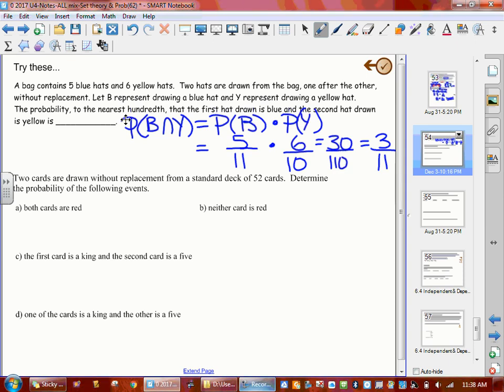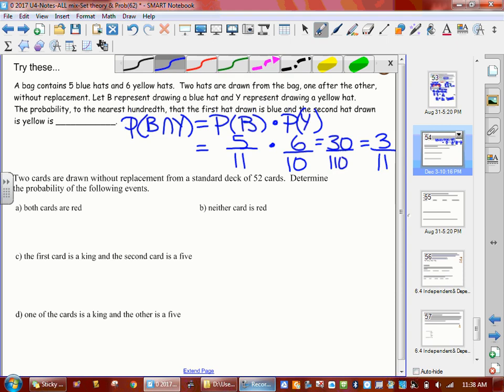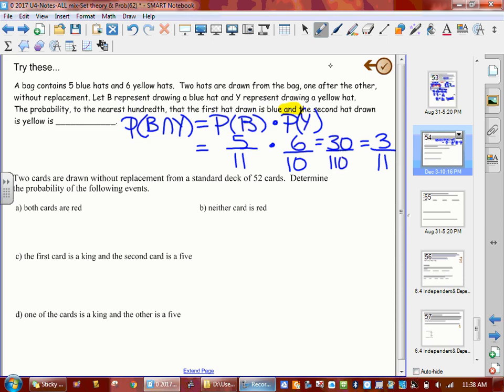Now, how do we know that we're using and? You have to read the question, and it's what they're joining them by. The next one says we're drawing 2 cards without replacement. So we're drawing one, keeping it, and then drawing another one. So pick and pick. That means we want red and red.